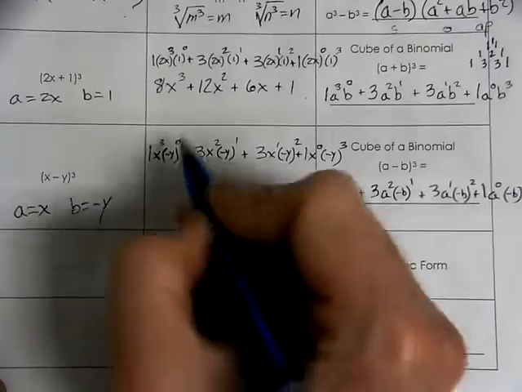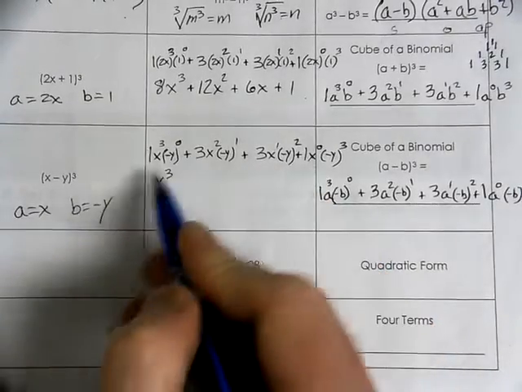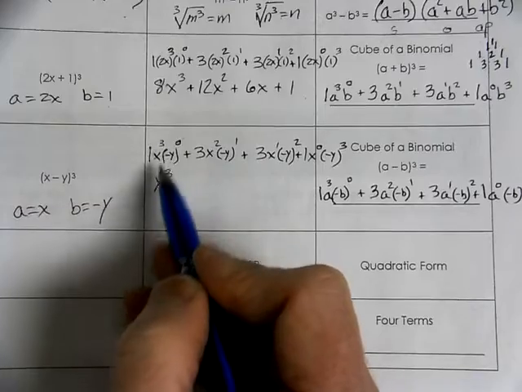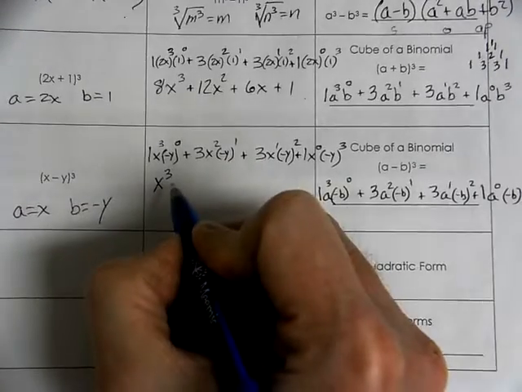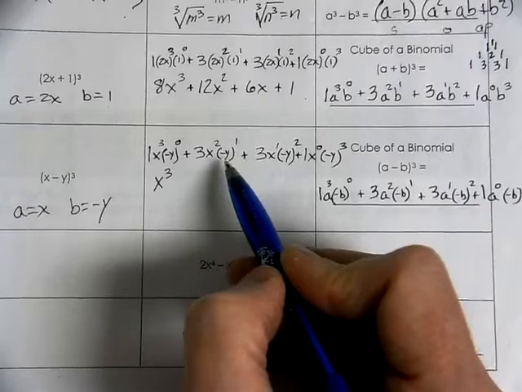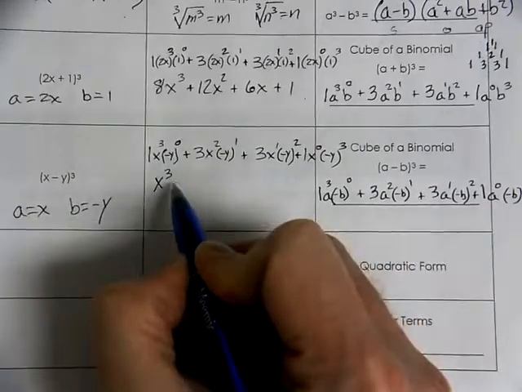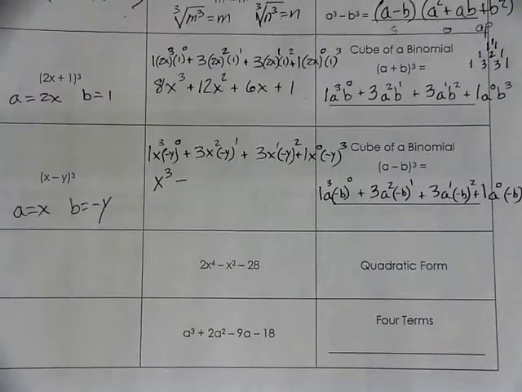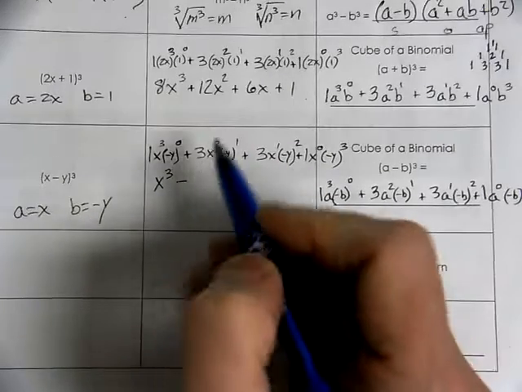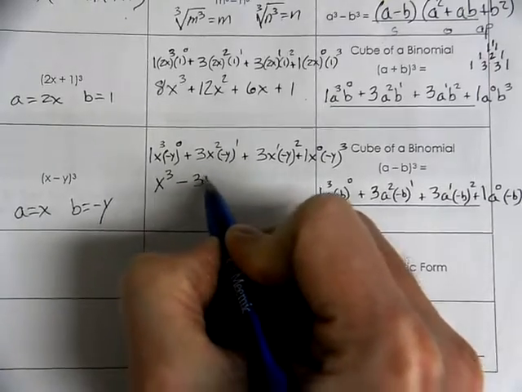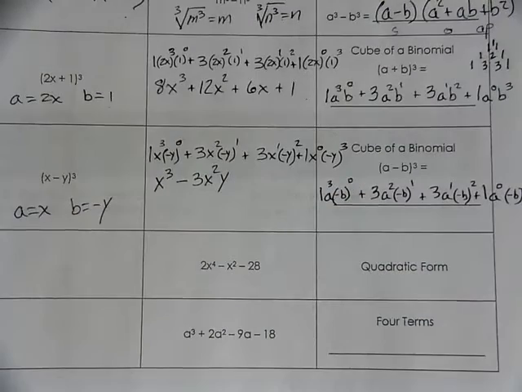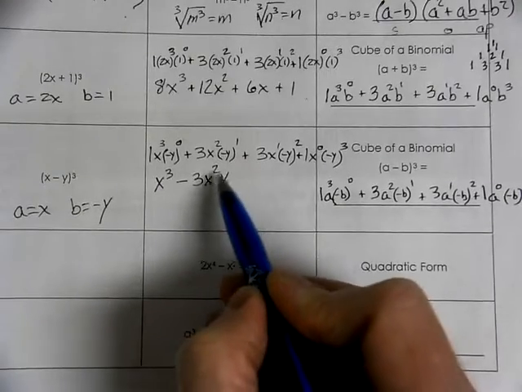So x cubed times 1, and anything to the 0 power is 1, so that's just x cubed. Watch your sign here, because this is negative y to the first power. So you're going to get that negative. We might as well move that negative to the front. It's not a minus y, it's a negative 3x squared y. So you could call that minus 3x squared y, but it's not a minus y here.